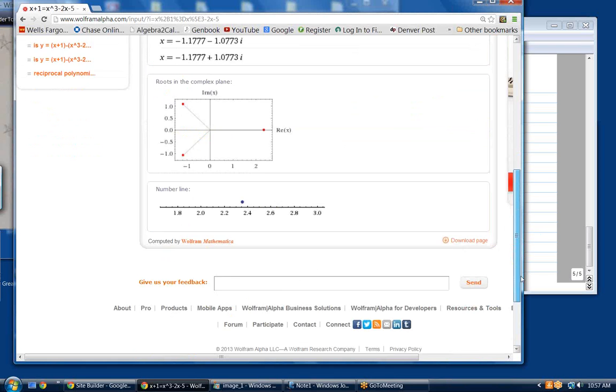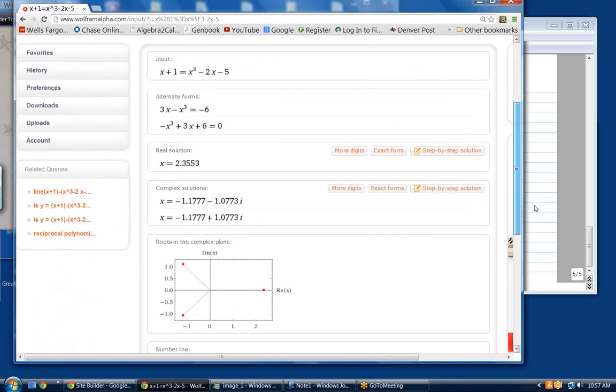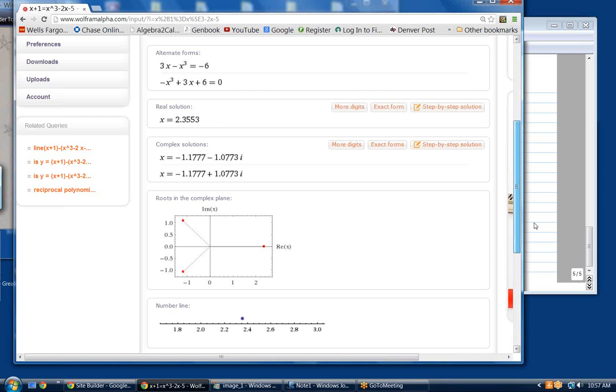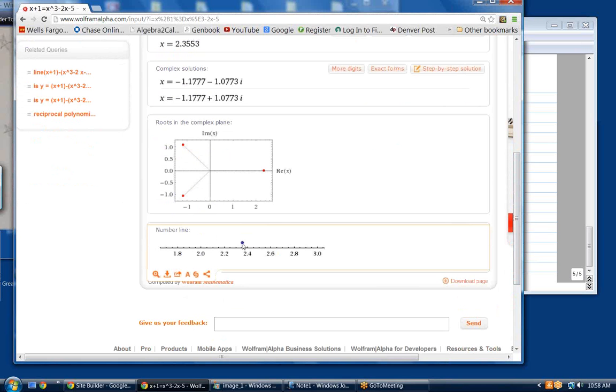Yeah, that's what I got. That's what you got also? Mm-hmm. Not quite sure why it doesn't show us that curve, like I did on my calculator. Yeah, well, here's the number line, so they're plotting it, the solution right there, 2.3553.